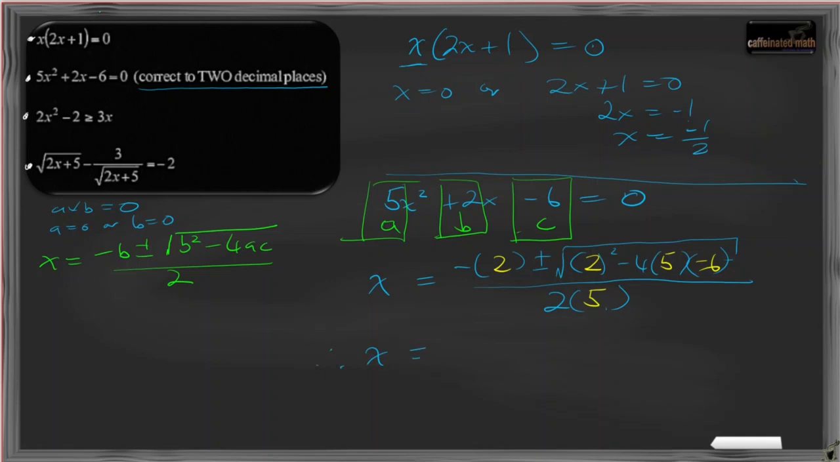Lastly, x is equal to, if your calculator works, 0.91, rounded off to 2 decimal places, of course, or it's going to equal negative 1.31. And that's how that's done, and that's done.